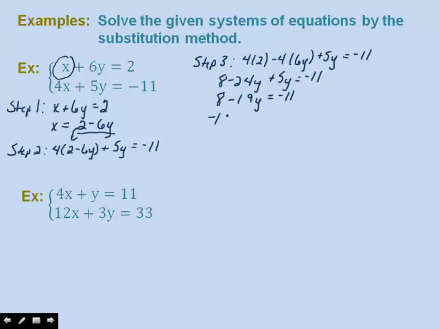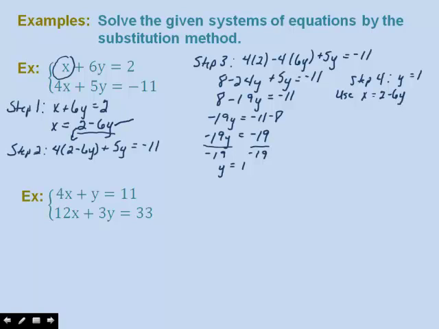And then if we subtract 8 from both sides, that gives us negative 19y is equal to negative 19. If we divide both sides by negative 19, that's going to give us y is equal to 1. Now for step 4, we're going to take that value that we just found, the y equals 1, and substitute it into one of our two equations. And again, we can use the equation from step 1, which was x equals 2 minus 6y.